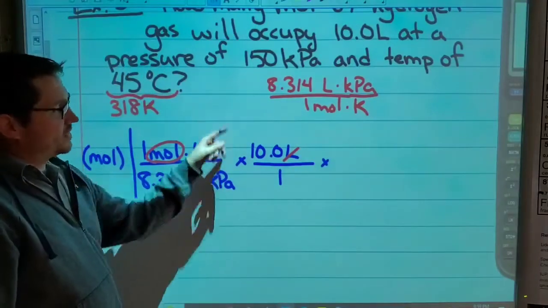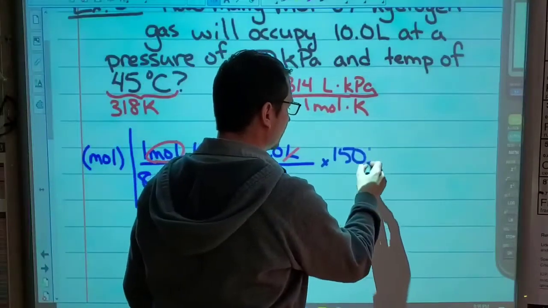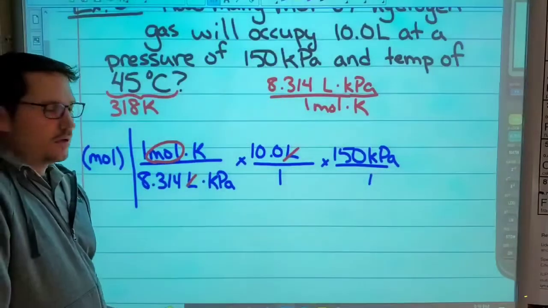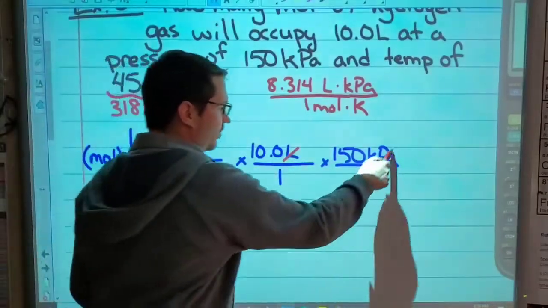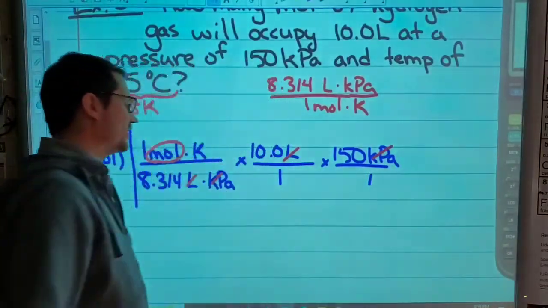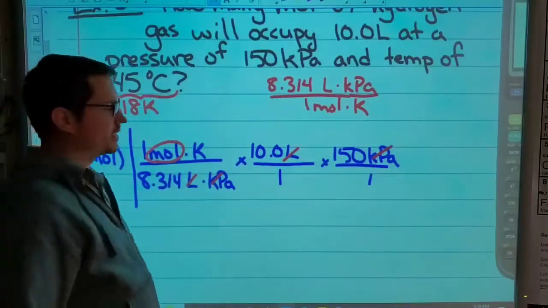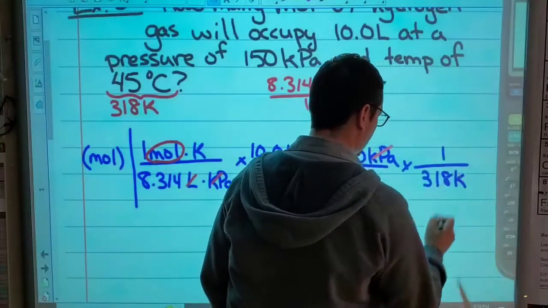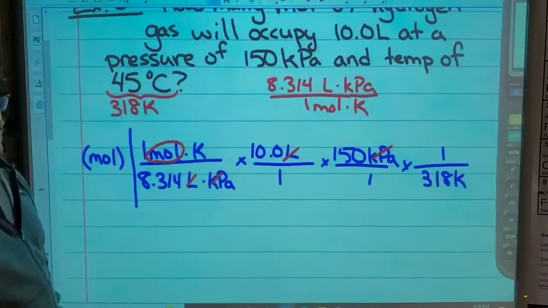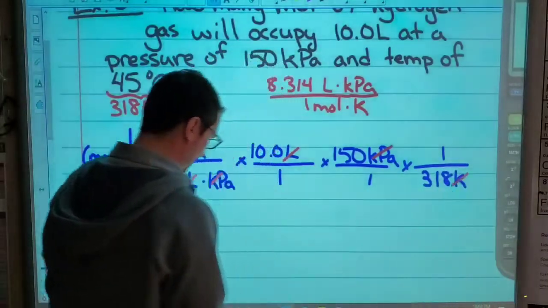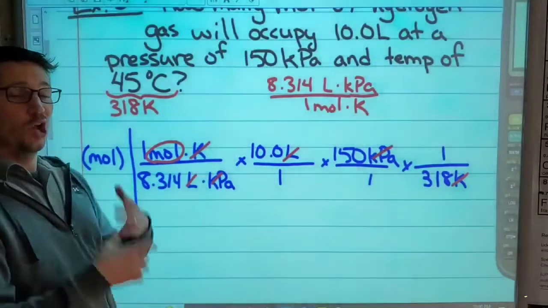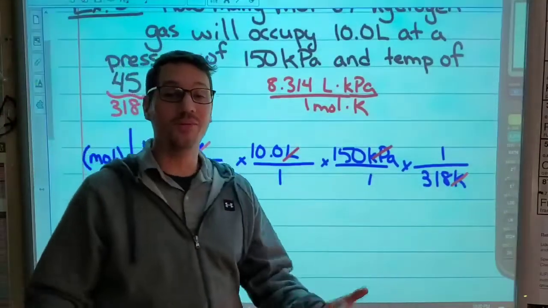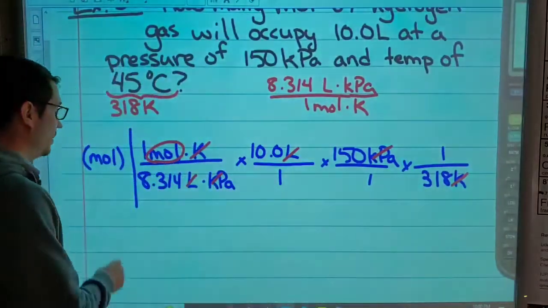We've got to cancel out kilopascals, so I need 150 kilopascals over 1. Doing that is going to cancel out kilopascals and kilopascals. And finally, I need Kelvin on the bottom to cancel it out on the top. So 318 Kelvin. So Kelvin and Kelvin cancel, and I'm left with moles. Once you have the unit that you want, and once you've gotten rid of all the other units, stop. You're done. You don't need to do anything else.